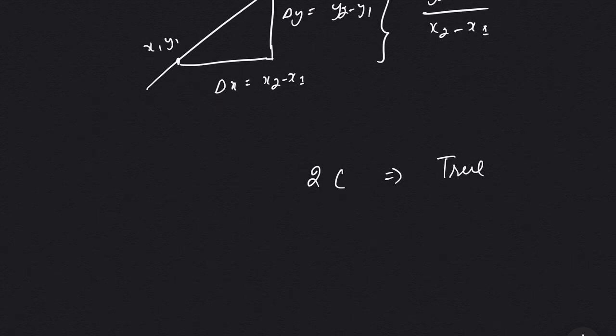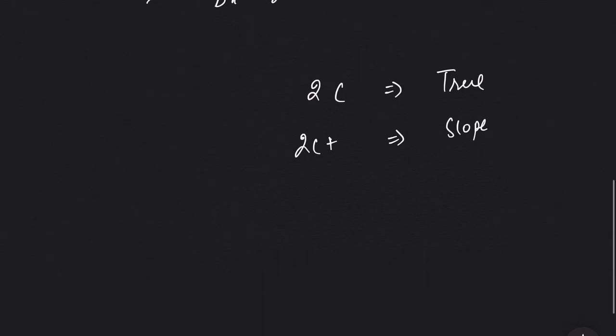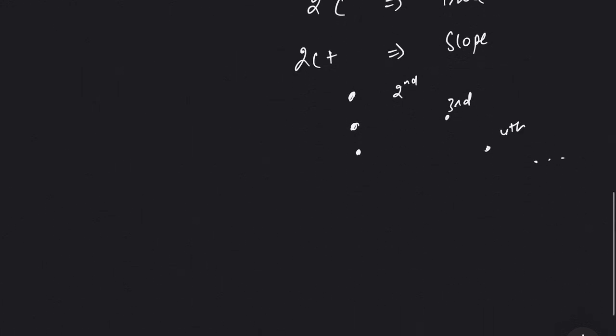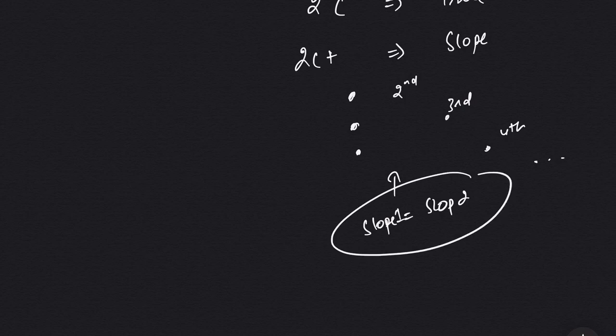If you are given more than 2 coordinates, we will calculate the slope of the first coordinate with the second, the first coordinate with the third, the first coordinate with the fourth, and so on. And if the slope is equal, in that case I will simply return true. If not, then I will return false. And let's see it with the example.